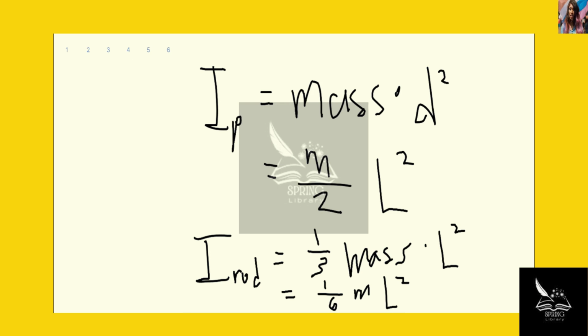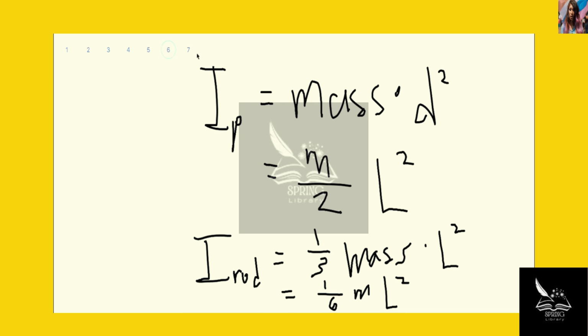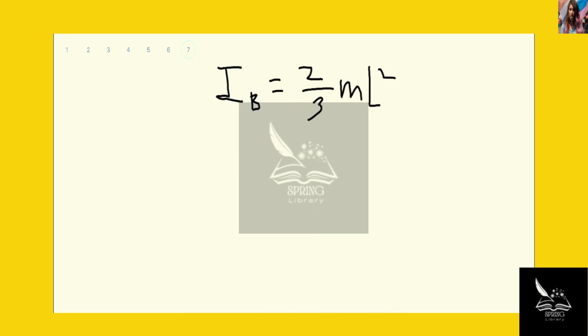So let's see. That means the moment of inertia of this whole thing is going to be 2/3. Sorry, we were doing lowercase m. 2/3 m L squared. This comes from summing those two previous ones. Okay, so now we can go ahead and look at the rest of the terms in this.